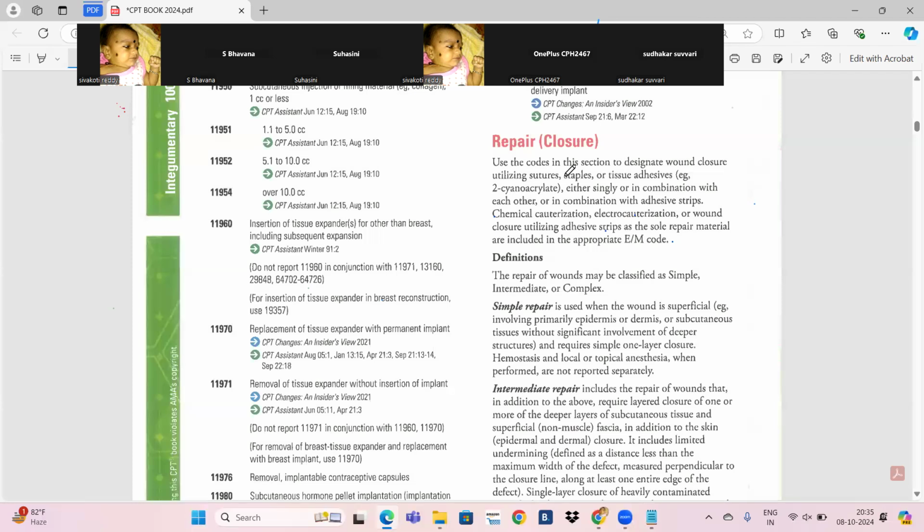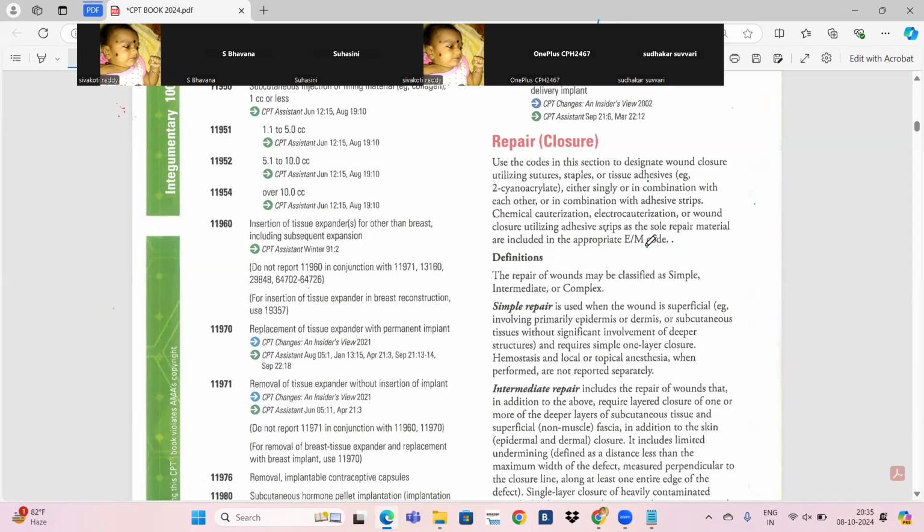If they used staples, meaning for scalp repair they will stitch with staples, then sutures and tissue adhesives, you will get the payment for repair done with these methods. If they did repair with chemical cauterization, electrical cauterization or wound closure, they won't get the payment. It is included in the E/M code. One more thing, if they closed the wound with steri strips, it is also included in the E/M. No need to code again. Steri strips.